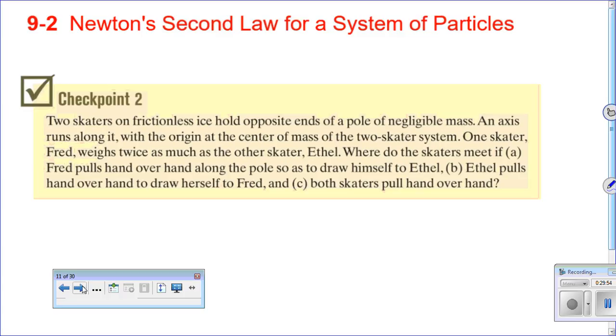All right, where are they going to meet, you guys? The center. Right? Well, not in the center, at the center of mass, right? Does that make sense? Doesn't matter who does the pulling. No. No, because of Newton's third law, right? If Ethel pulls Fred, then Fred pulls Ethel, even if one of them isn't physically pulling, right? Because that's what Newton's third law says. Good?